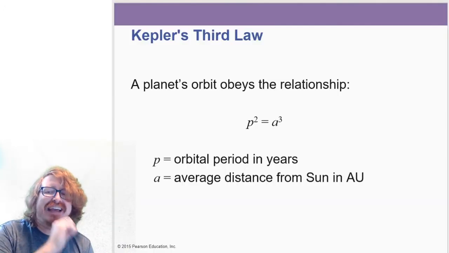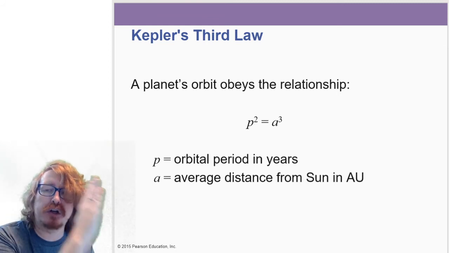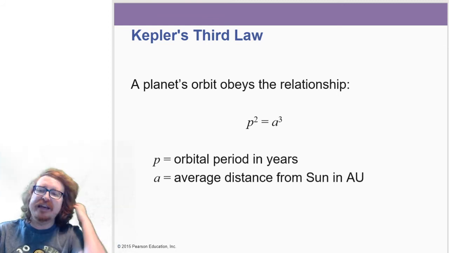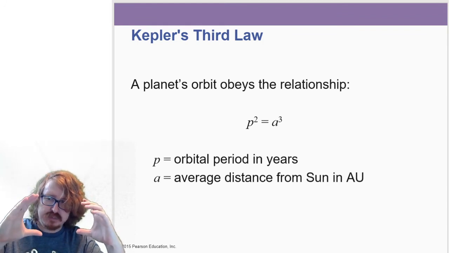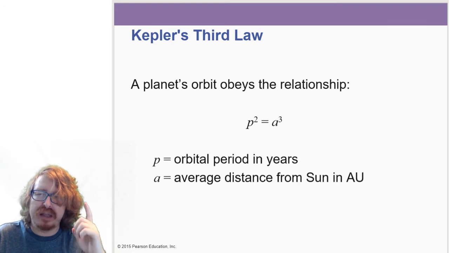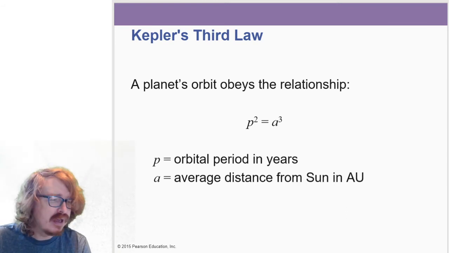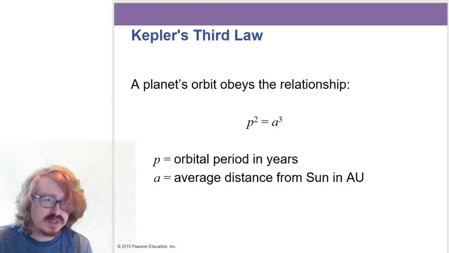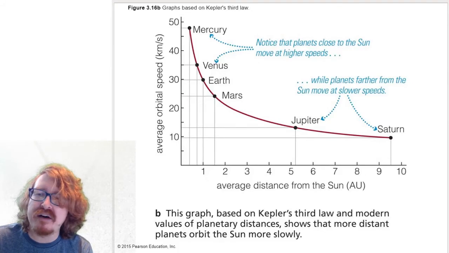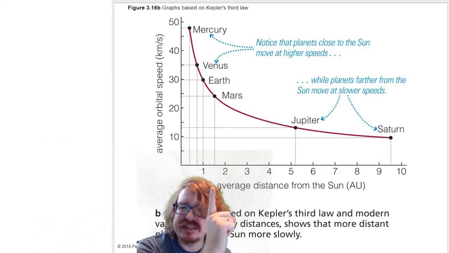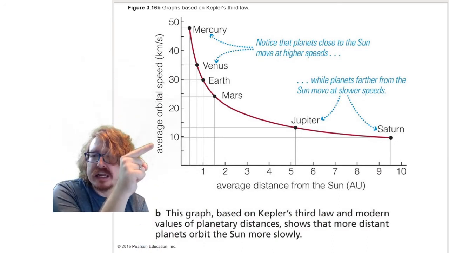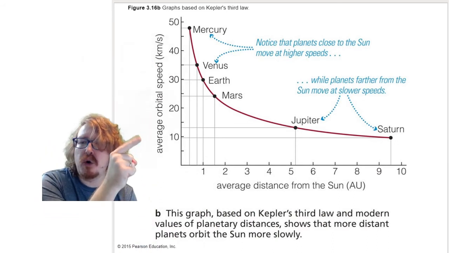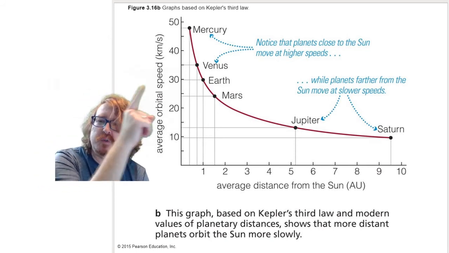What Kepler's third law really says is that the bigger an orbit is, the slower the planet moves, okay? The bigger an orbit is, the slower the planet moves, all right? So in fact, here's a graph that shows distance away from the sun versus their period, how long it takes, or their orbital speed.